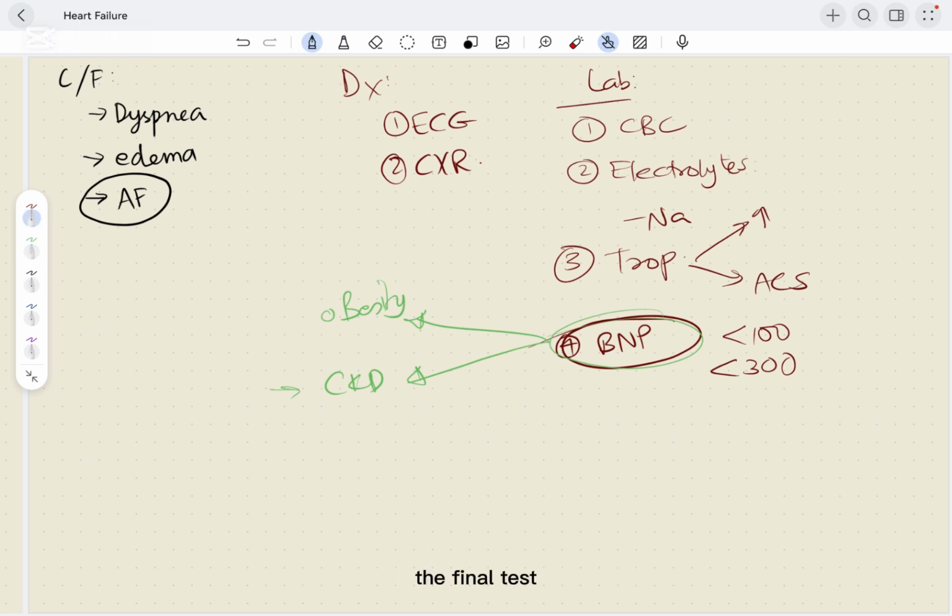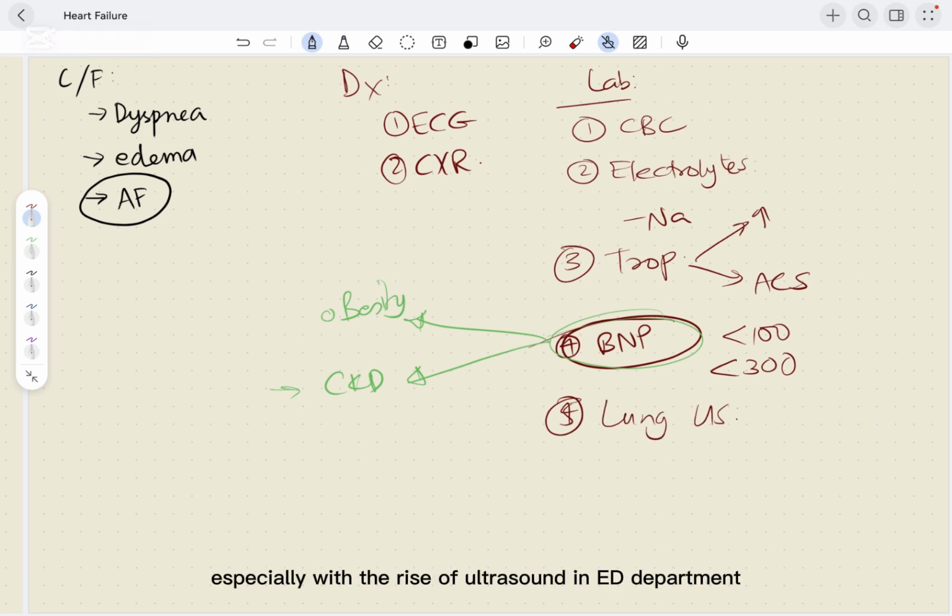The final test that's worth mentioning is basically lung ultrasound, especially with the rise of ultrasound in the ED. Lung ultrasound for heart failure is basically considered positive if we have three or more B lines on one side.